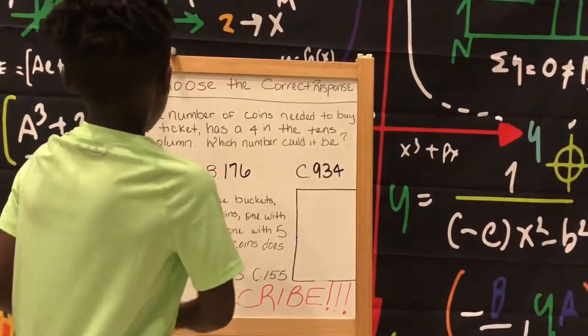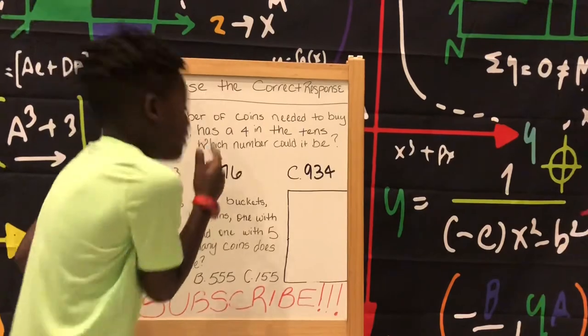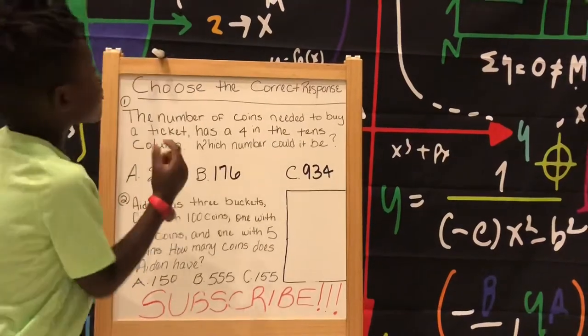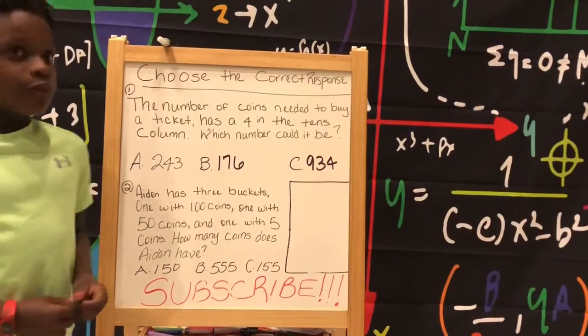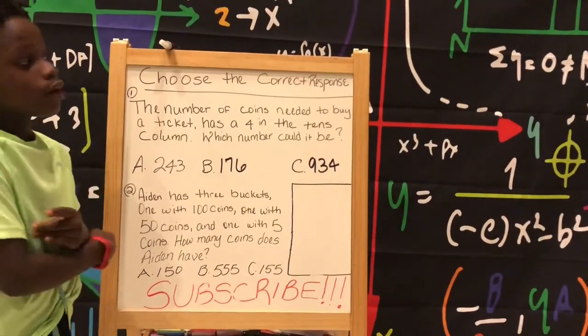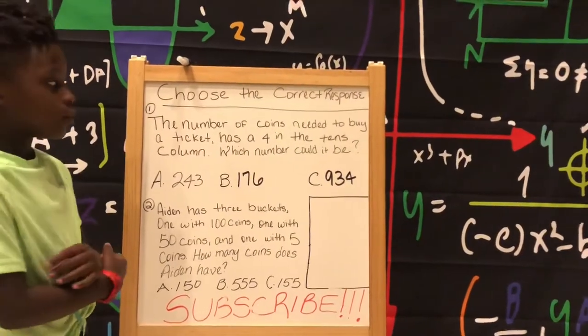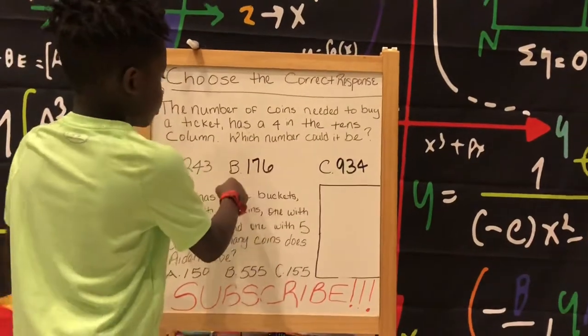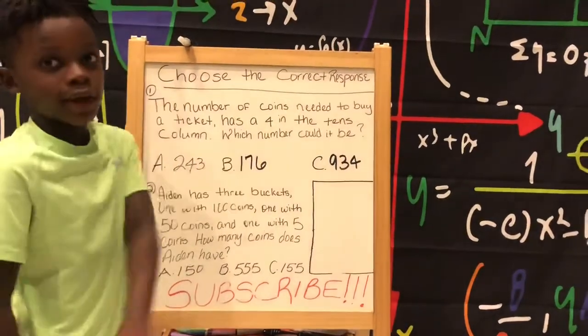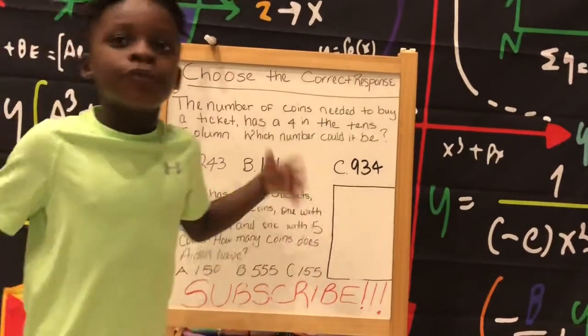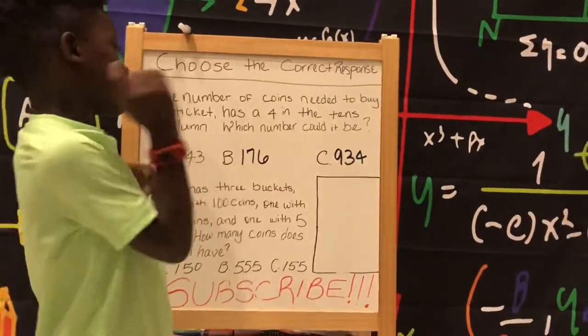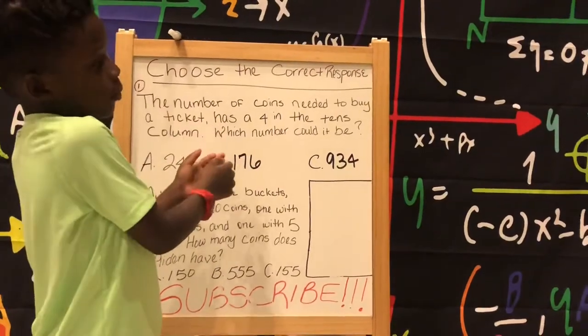So, the number of coins needed to buy a ticket has a 4 in the tens column. Which number could it be? Okay, well, this is just a red herring. I mean, that doesn't even have a 4 in it. There's no way this could be the answer.